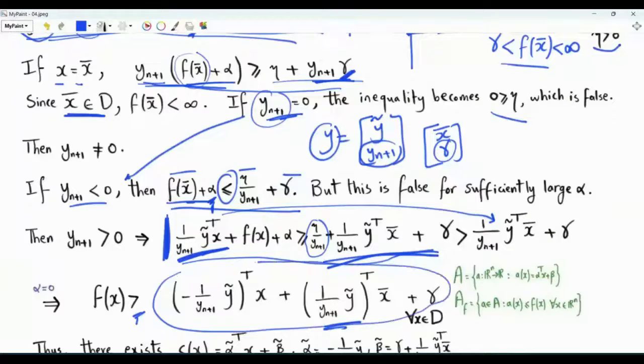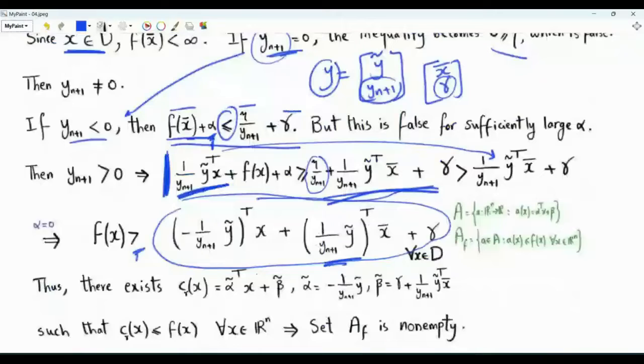If we examine the right-hand side, it is an affine function. This is c gamma of x. It is an affine function, alpha tilde transpose x plus beta tilde. Beta tilde is this scalar here, and alpha tilde is minus y tilde divided by this scalar, the positive real number yn plus 1. We have f of x is strictly greater than, and so it is greater than or equal to this affine function, which is parameterized by gamma.